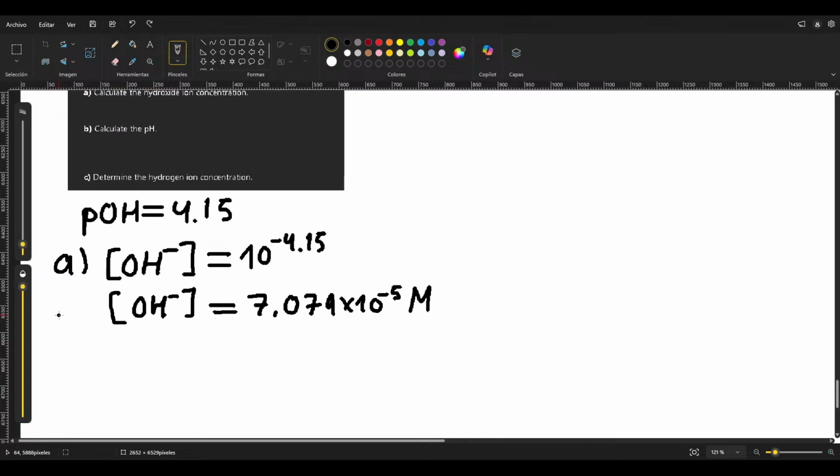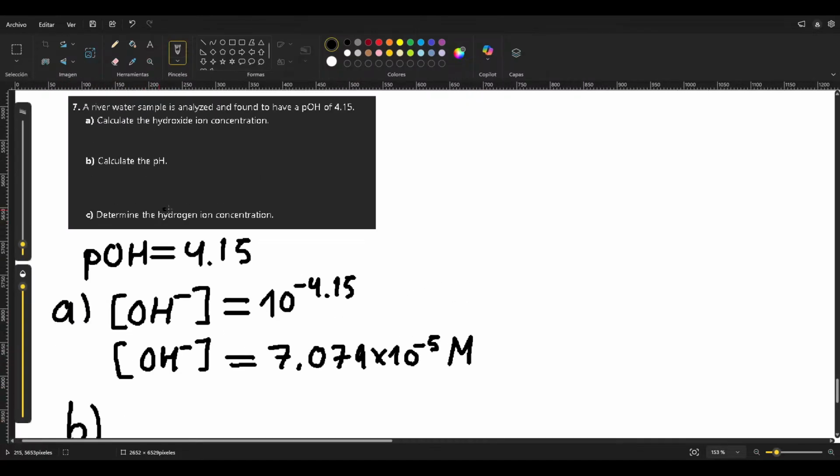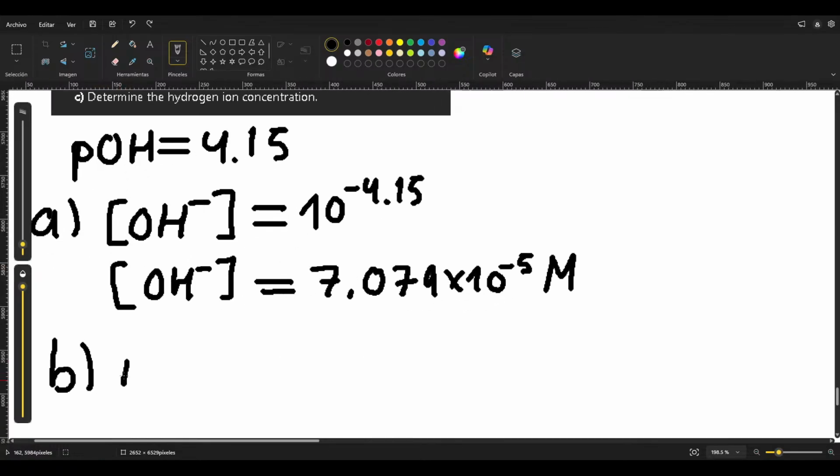Okay, calculate the pH. This one is easy because we already have the pOH. It's just 14 minus that.